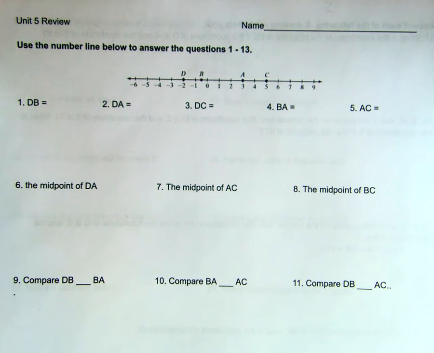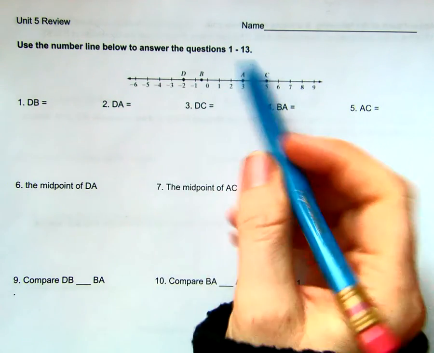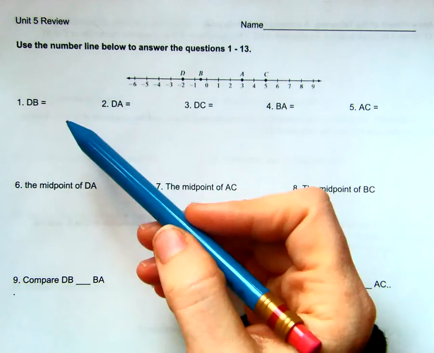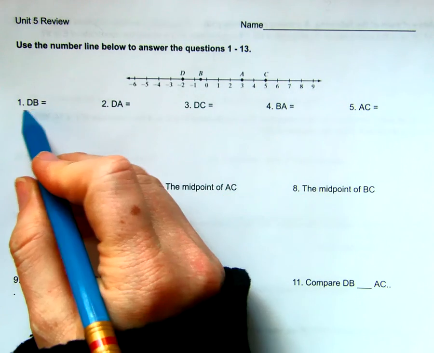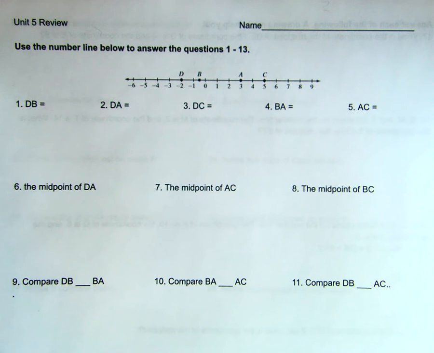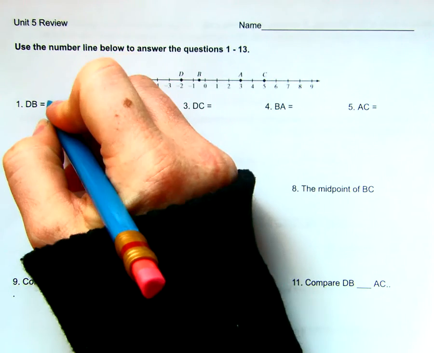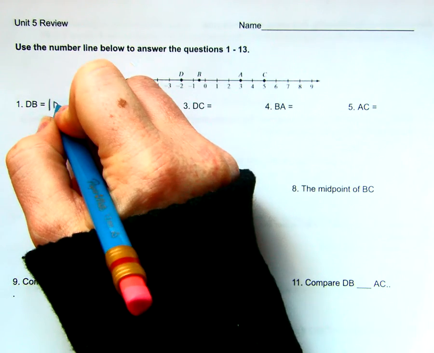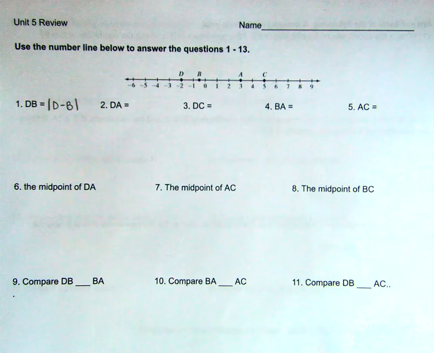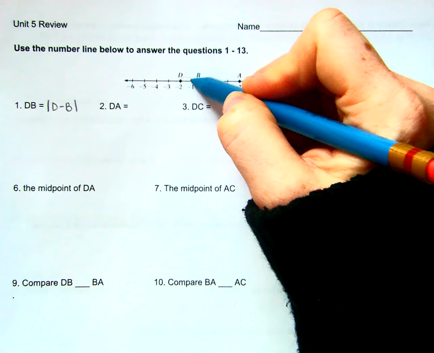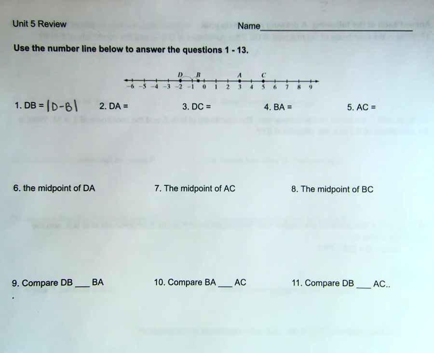All right, so we're using this number line to answer the first 13 questions. The first thing I've asked you for is the distance or the length of DB. The distance from D to B is the same thing as the length of the line segment DB, right? So you probably want to remember that in order to find length, we can take the absolute value of D minus B. And I realize that many of you could count and see that this is 1.5 units, so I should expect to get 1.5, but I would like to see this formula being used to find the distance.